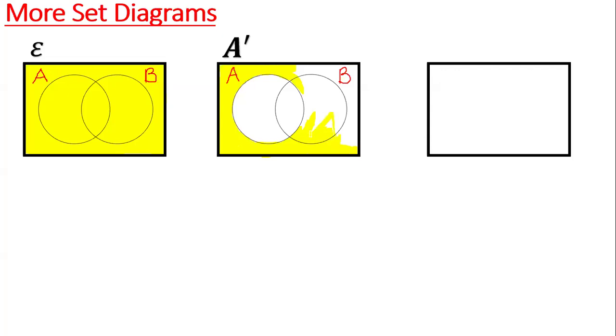And Ahmad. Yes, sir. What does A complement mean? Everything except for A. So we can shade in everything in the universal set, but we do not shade A. Yes, sir. Good.